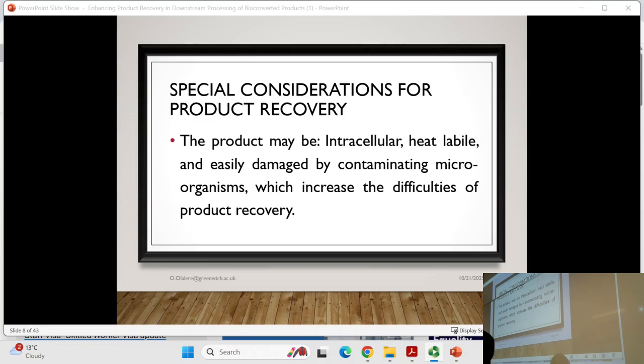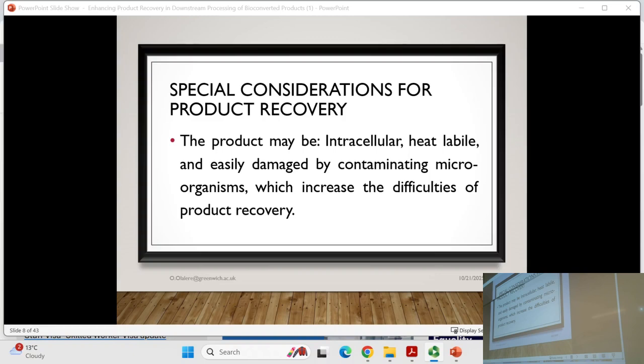So now, special consideration for product recovery. The product might be intracellular. Intracellular, that is, within the what? Within the microorganism, like honey from a bee. It could be heat labile. Heat-labile products are sensitive to heat. So those are the things you need to be very careful of.